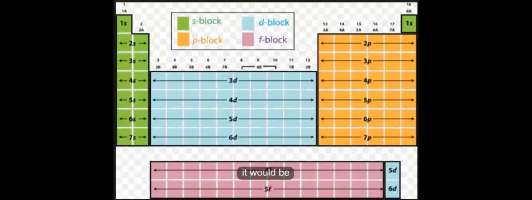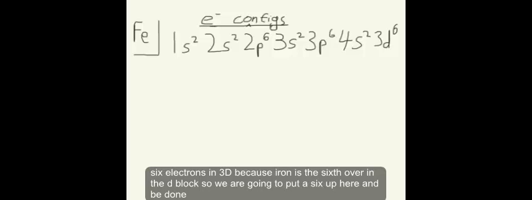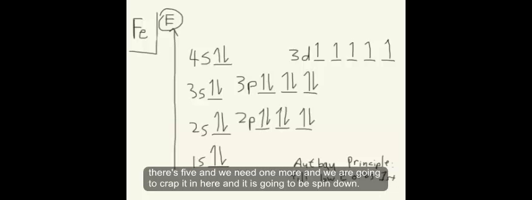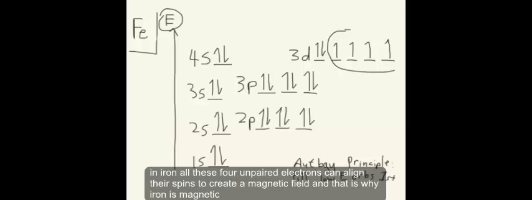It would be 6 electrons in 3d because iron is the 6th over in the D block. So we're going to put a 6 up here and be done. So we need to put 6 electrons in the 3d subshell following Hund's rule. Each orbital gets a spin up electron. There's 5, and we need 1 more, and we're going to cram it in here, and it's going to be spin down. Look at all these unpaired electrons. In iron, all of these 4 unpaired electrons can align their spins to create a magnetic field, and that is why iron is magnetic.